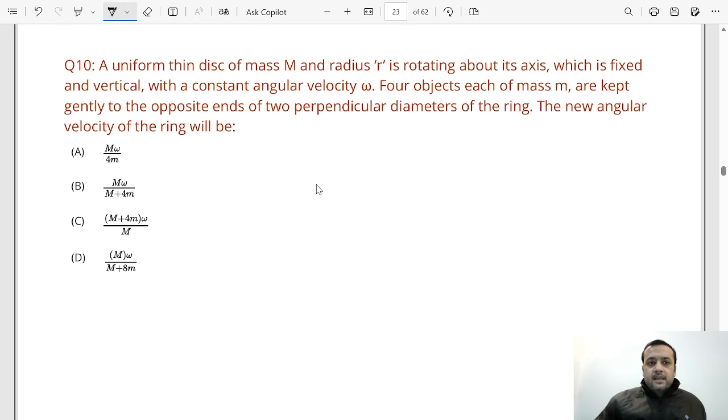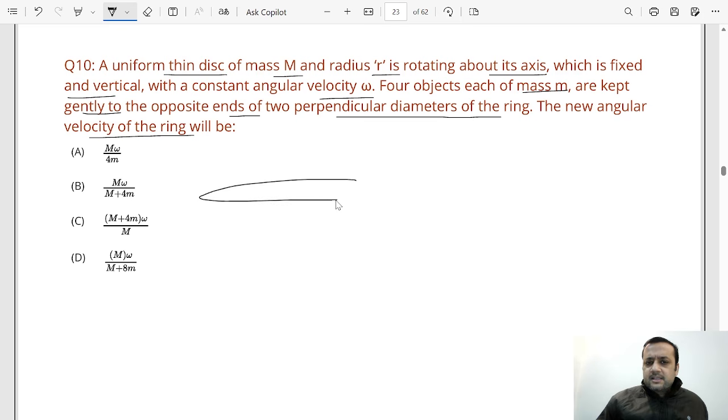Here what happens: a uniform thin disk of mass M and radius R is rotating about its axis, which is fixed and vertical, with constant angular velocity omega. Four objects of mass m are kept gently at the opposite ends of two perpendicular diameters. Find the new angular velocity. Very procedural question, I think all of you would have done this. It's a disk here.